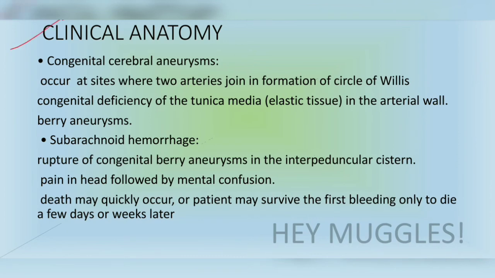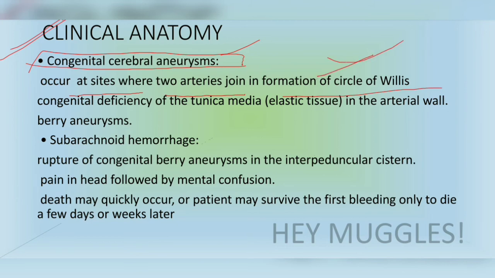So now we have the clinical anatomy of the circle of Willis. First we have the congenital cerebral aneurysm. What is an aneurysm? An aneurysm is basically a ballooning or a weakened area in your artery, right? It occurs basically at the site where two arteries join in the formation of your circle of Willis, and it is a congenital deficiency of your tunica media.